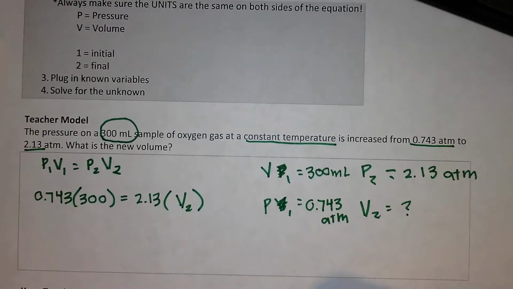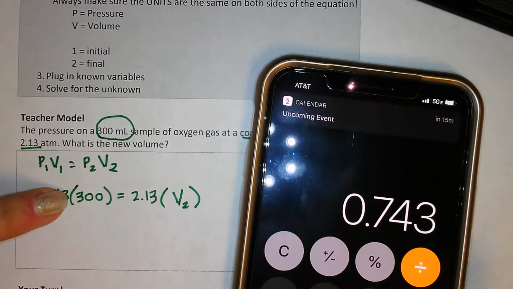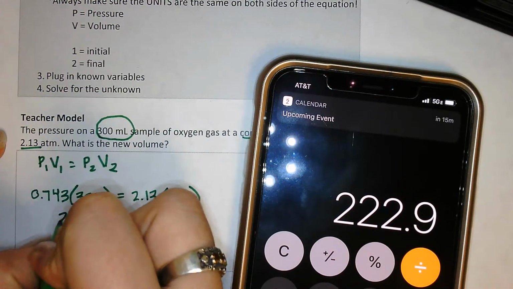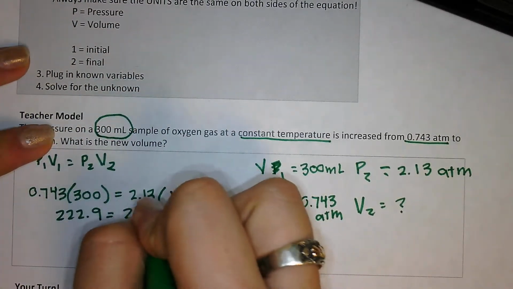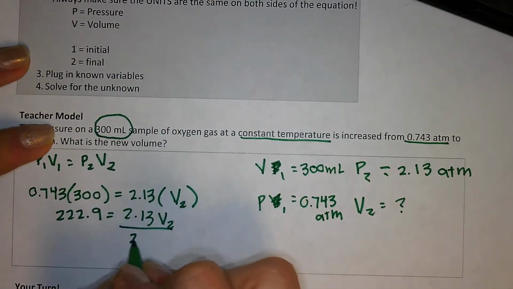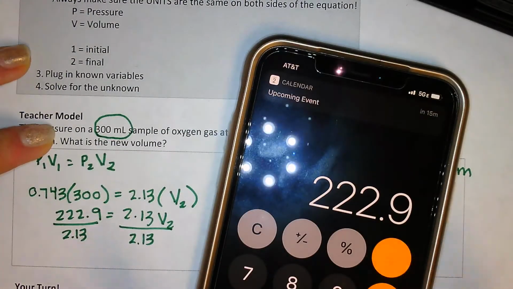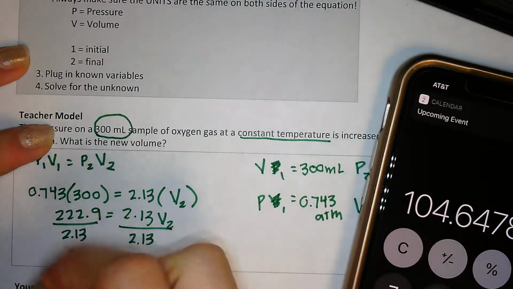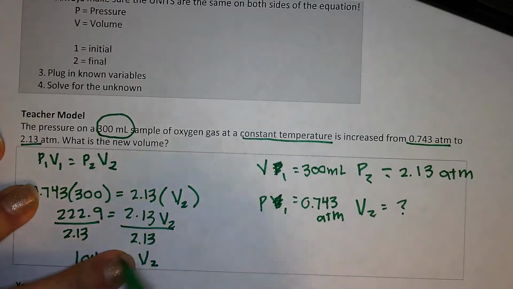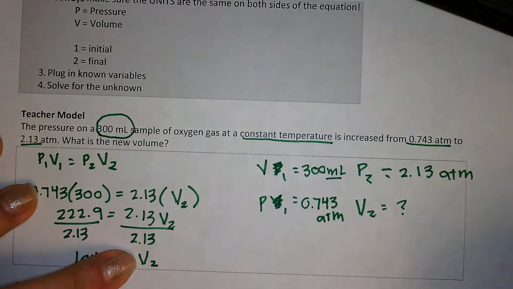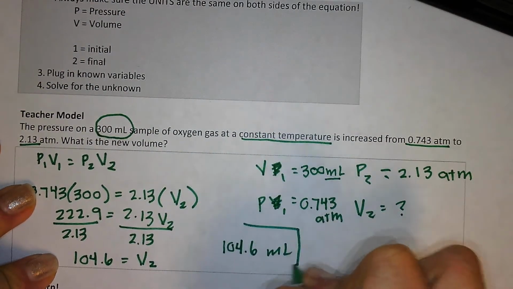And then I just have to multiply. So 0.743 times 300 is equal to 222.9, equals 2.13 V2. I'm going to divide both sides by 2.13 so I can get V2 by itself. Divided by 2.13, and that is 104.6 approximately is equal to V2. And because we're talking about volumes and my unit is in milliliters, I can assume that this unit is also in milliliters. And that is my final answer.